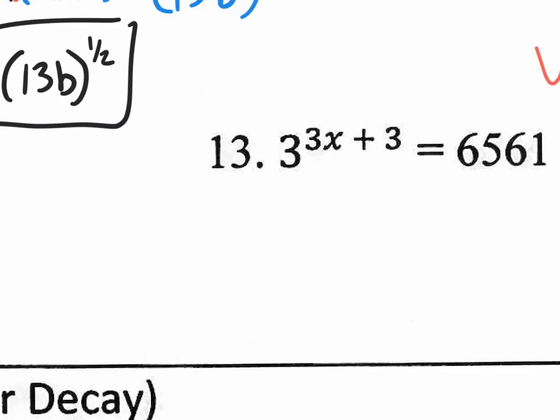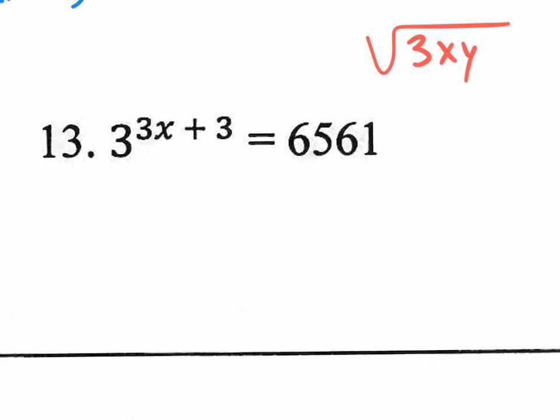Moving on to the last one on this section. Again, I would like this to be 3 to a certain power. So I want to go 3 to a certain power. Now over here we have 3 to the 3x plus 3, and there's an equal sign between it. And I want that 3 on the right side to be 3 to a certain power to give me 6,561. So again, I'm going to start guessing 3 to the 7th.